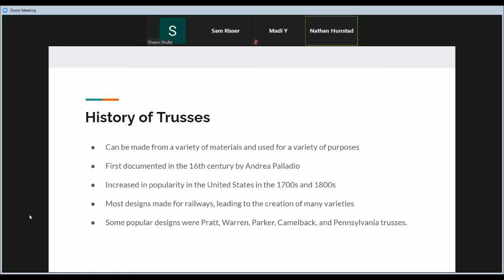Throughout history, trusses have been made from a variety of materials and used for a variety of purposes. The first documented version of a truss bridge was in the 16th century by Andrea Palladio. Truss bridges increased in popularity in the United States in the 1700s and the 1800s. Most of the designs made during this time were for railways, which led to the creation of many different varieties. Some popular designs were the Pratt, Warren, Parker, Camelback, and Pennsylvania trusses.